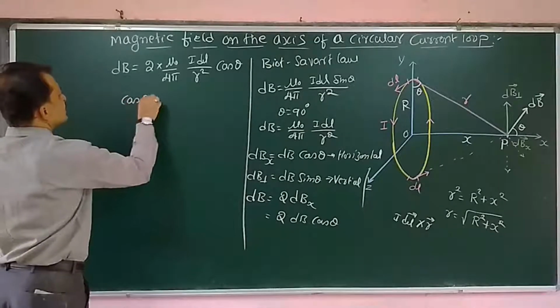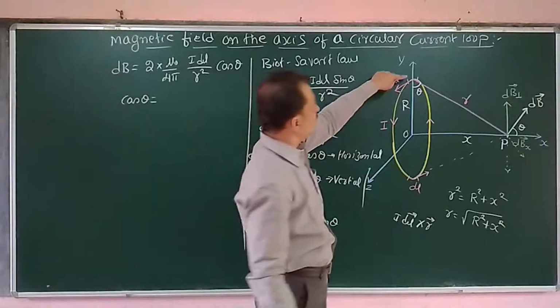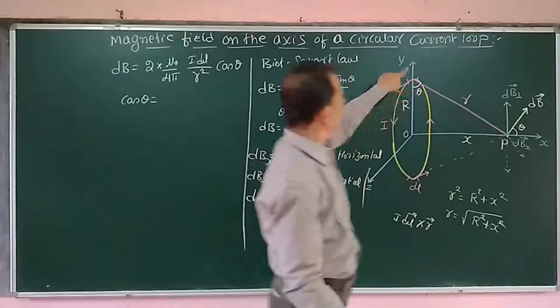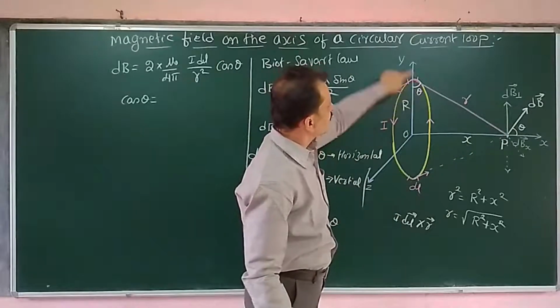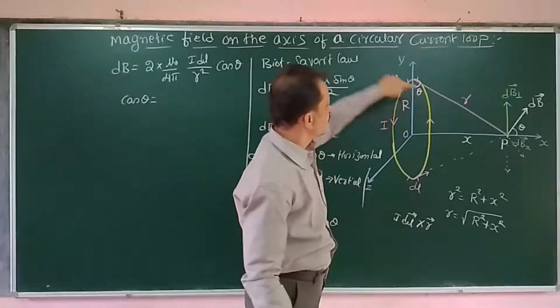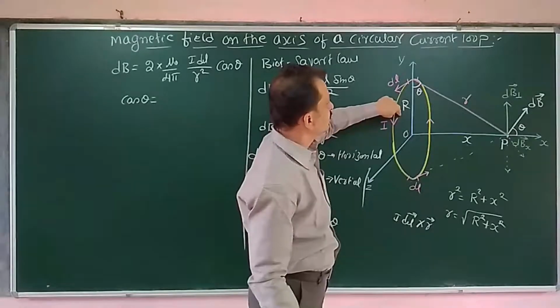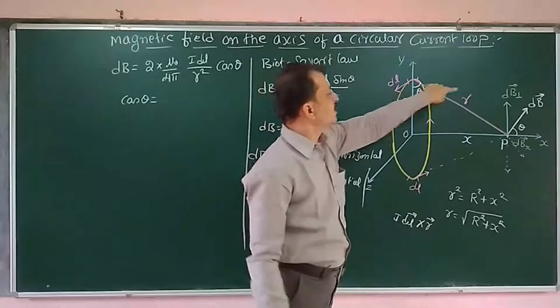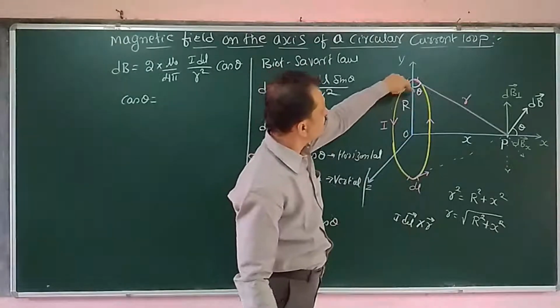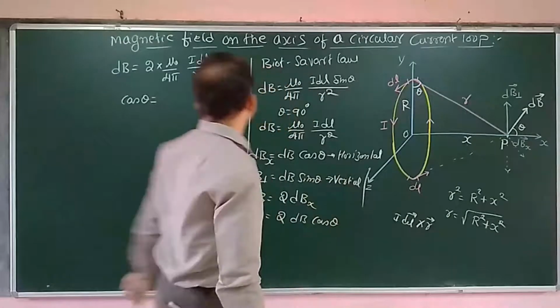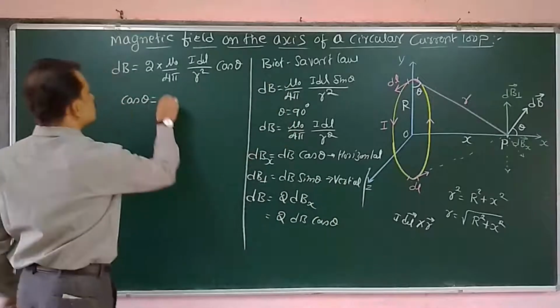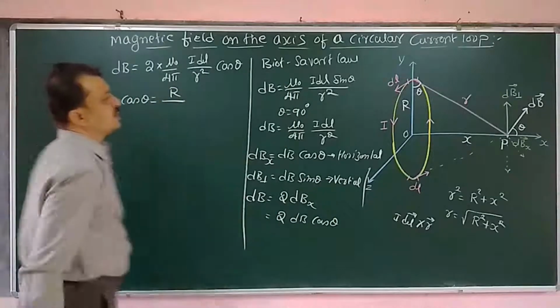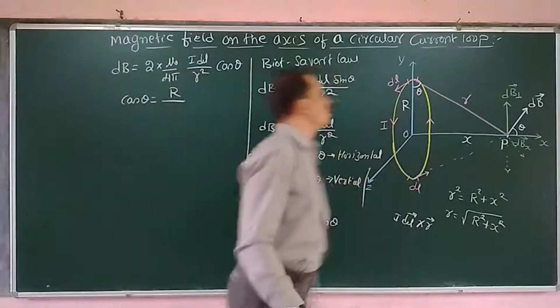We can write cos theta is equal to, look here in this triangle. If I have this triangle, here we have a theta, then cos theta becomes the horizontal side divided by the hypotenuse, because theta is here. Therefore, cos theta from the diagram becomes capital R divided by small r.